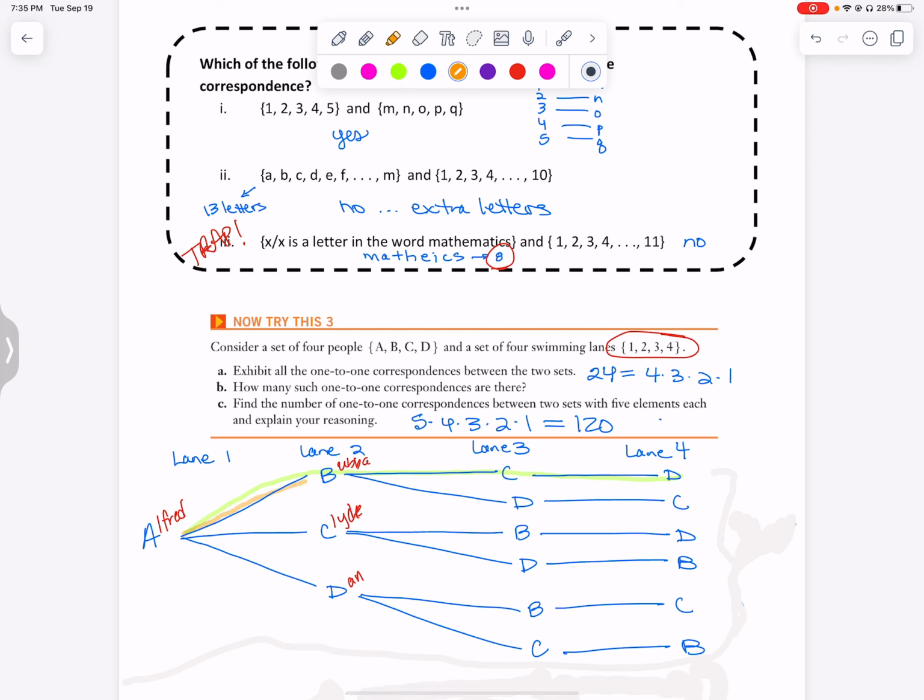Here's another way. There's the second way we could put people in the lanes. Here's the third way. Here's the fourth way. Okay, so when we have Alfred in the first lane, then we have 6 ways. There's 6 ways that we could put Alfred, Bubba, Clyde, and Dan in the lanes if Alfred is in the first lane.